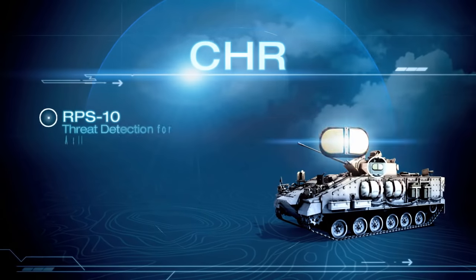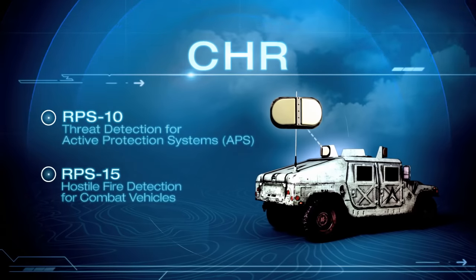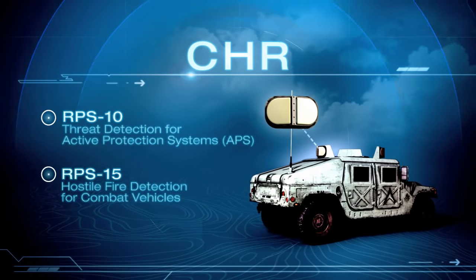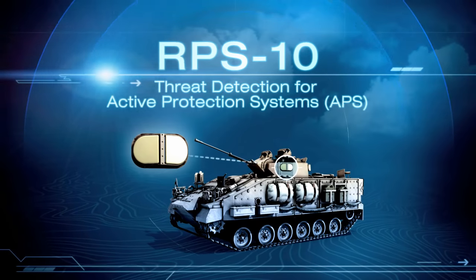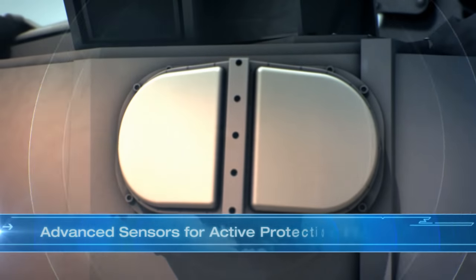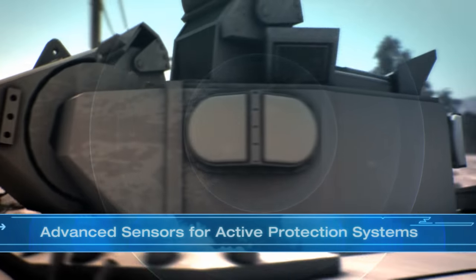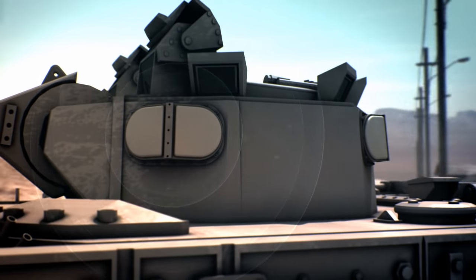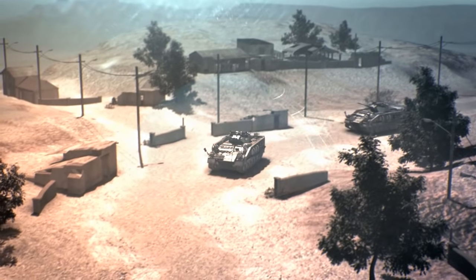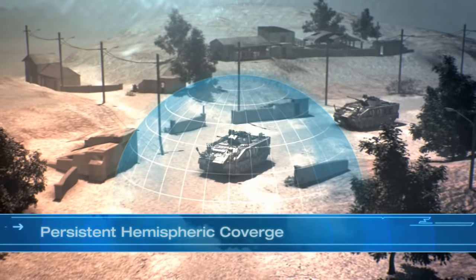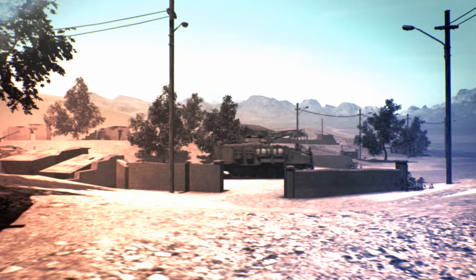RADA's cutting-edge vehicle-mounted compact hemispheric radars provide a myriad of force protection solutions for mobile warfighters. RADA's RPS-10 is the core sensor for the active protection systems of today's armored fighting vehicles. Its persistent hemispheric coverage immediately detects, identifies, and tracks multiple simultaneous attacks.